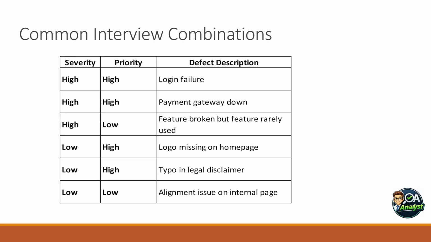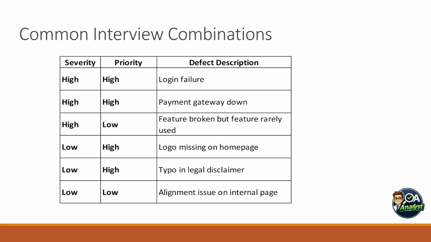The first is high severity, high priority. Users cannot log in. The core functionality is blocked, the business impact is very critical, and it must be fixed immediately. That's why the login failure has high severity and high priority. The second example is again high severity, high priority: the payment gateway is down. No transaction is possible, which causes direct revenue loss, and that's why an urgent fix is required.